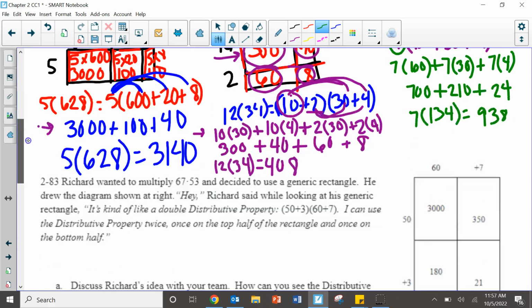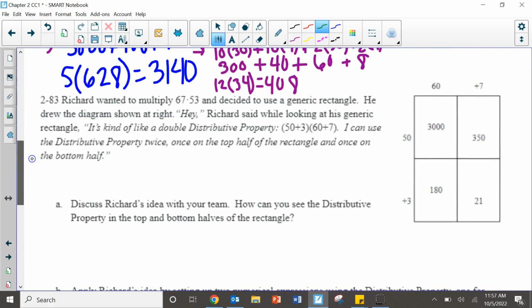All right, let's look at this bottom one. It said Richard wanted to multiply 67 times 53 and decided to use a generic rectangle. He drew the diagram shown at right. "Hey," Richard said while looking at his generic rectangle, "it's kind of like a double distributive property. 50 plus 3 times 60 plus 7. I can use the distributive property twice, once on the top half and once on the bottom half."